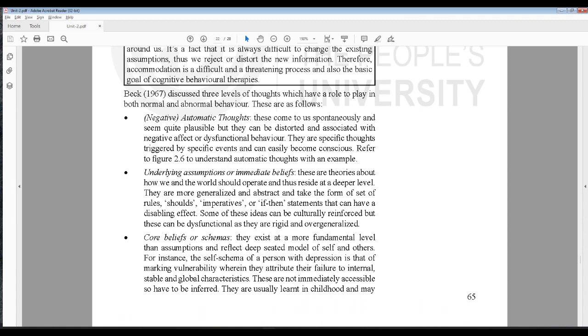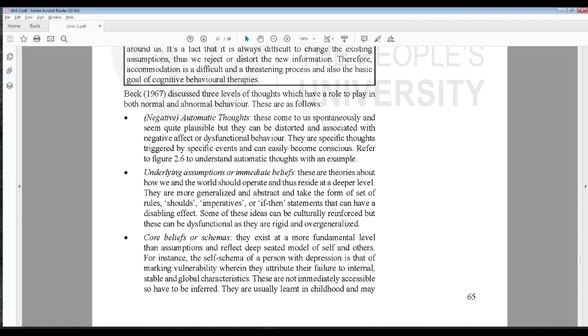Beck, 1967, discussed 3 levels of thoughts which have a role to play in both normal and abnormal behavior. These are as follows: negative, automatic thoughts. These come to us spontaneously and seem quite plausible, but they can be distorted and associated with negative affect or dysfunctional behavior. They are specific thoughts triggered by specific events and can easily become conscious. Refer to Figure 2.6 to understand automatic thoughts with an example. Underlying assumptions or intermediate beliefs.